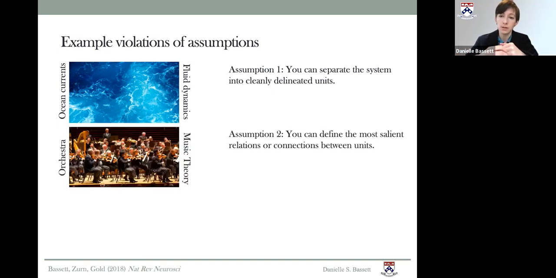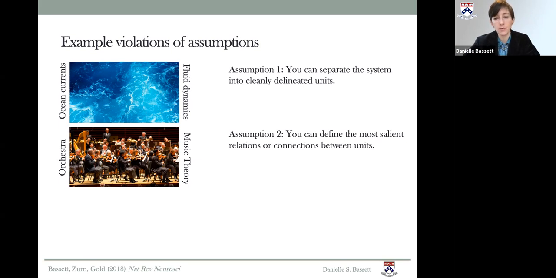Now, the second question is, can we define the most salient relations or connections between units? And here, I want you to think about an orchestra. How does an orchestra create music, beautiful sounds? Well, it does so certainly by being composed of pieces. The discrete nature of the orchestra is very clear. Each person in the orchestra, each musician, could be a node inside of the network. And there's a clear delineation between person one and person two. There aren't parts of person two that are also parts of person one. They are discrete units physically in space.